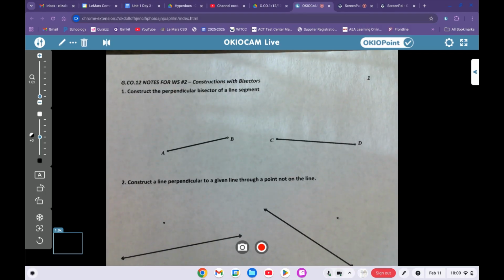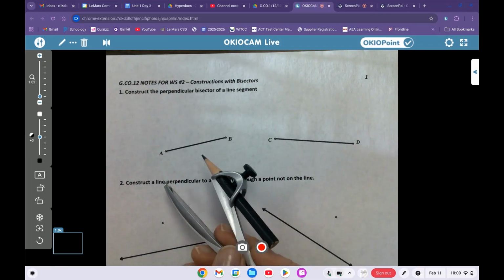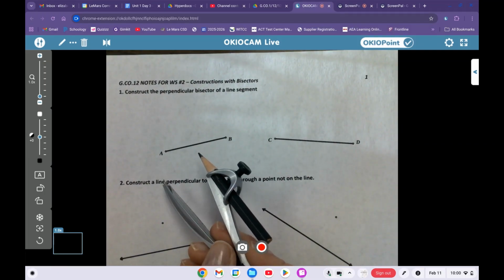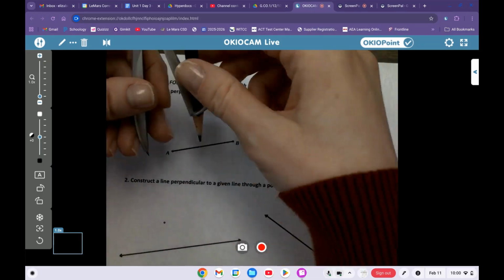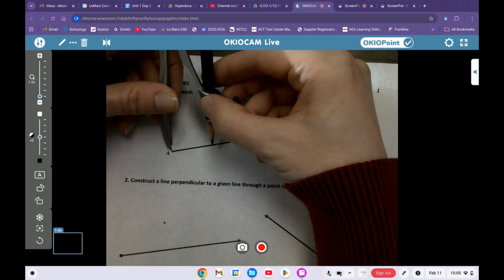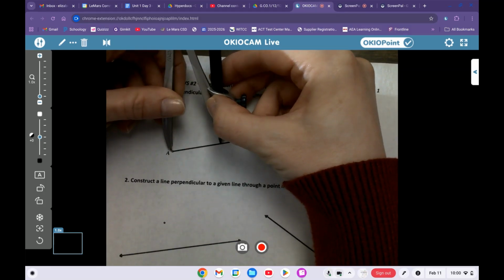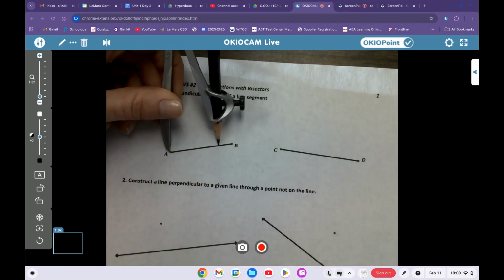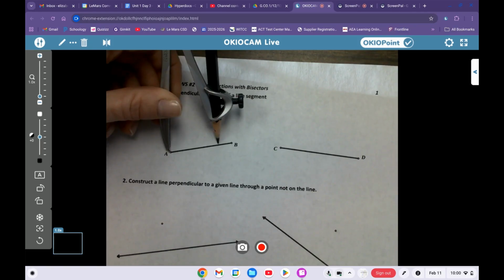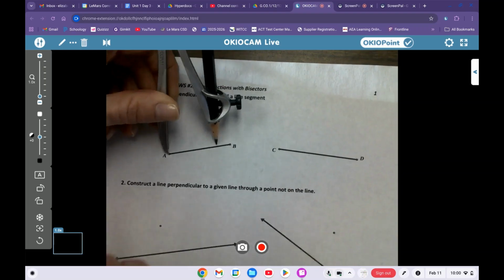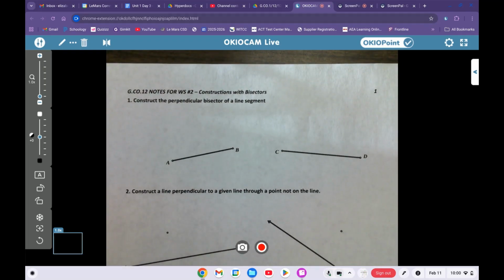Okay. So if you don't remember, when we were bisecting something, that was when we were cutting something in half. And in order to do that, we had to measure with our compass a little over halfway. So for this segment AB, if I think halfway is about maybe here, I'm going to go a little over halfway. And then remember what I did is we made marks or really big arcs. We drew those from A and from B. So I'm going to do that again here.